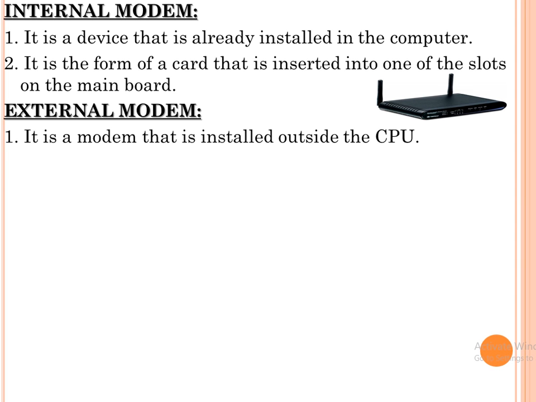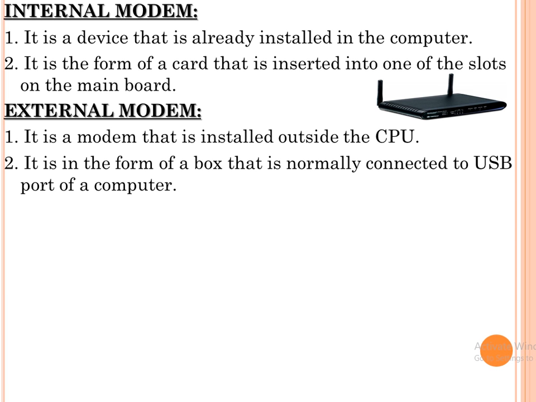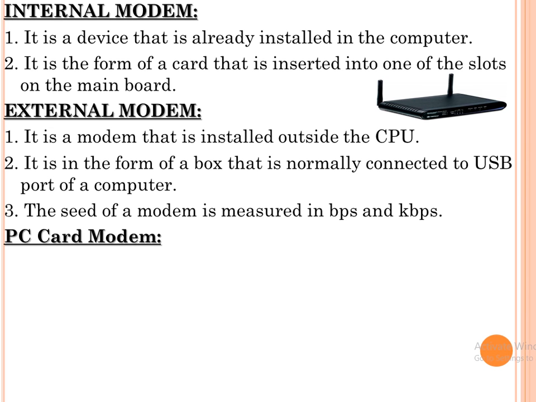It is a modem that is installed outside the CPU. It is in the form of a box that is normally connected to the USB port of a computer. The speed of a modem is measured in bps and kbps. bps means bits per second and kbps means kilobits per second.